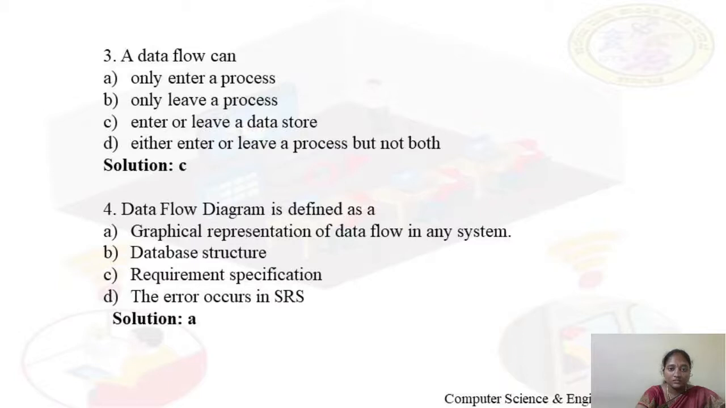You already know that data flow diagram contains processes, sink or source, and data flow which are represented in a diagram. Database structure refers to the entity relationship diagram, and requirement specification contains some details about the system, and the error occur in SRS is different. So the solution is A. Graphical representation of data flow in any system.